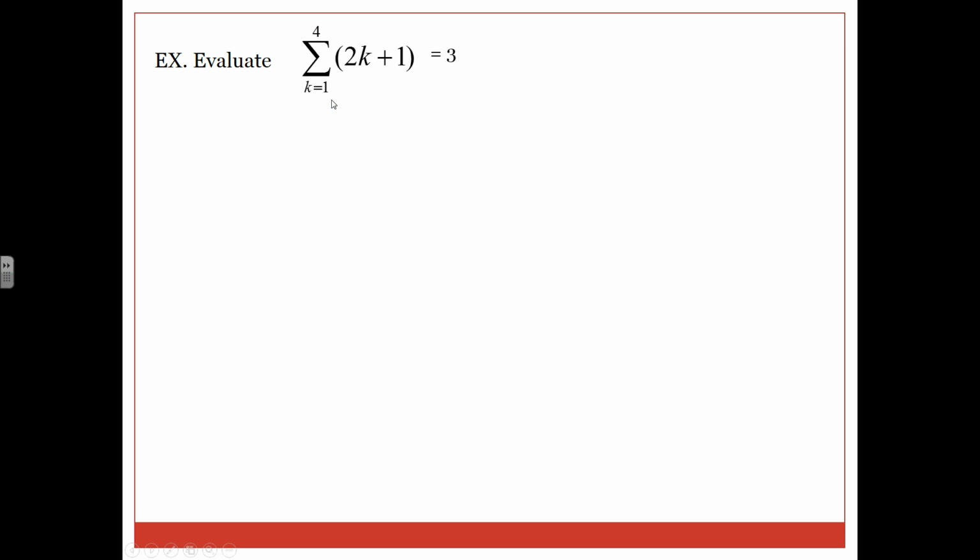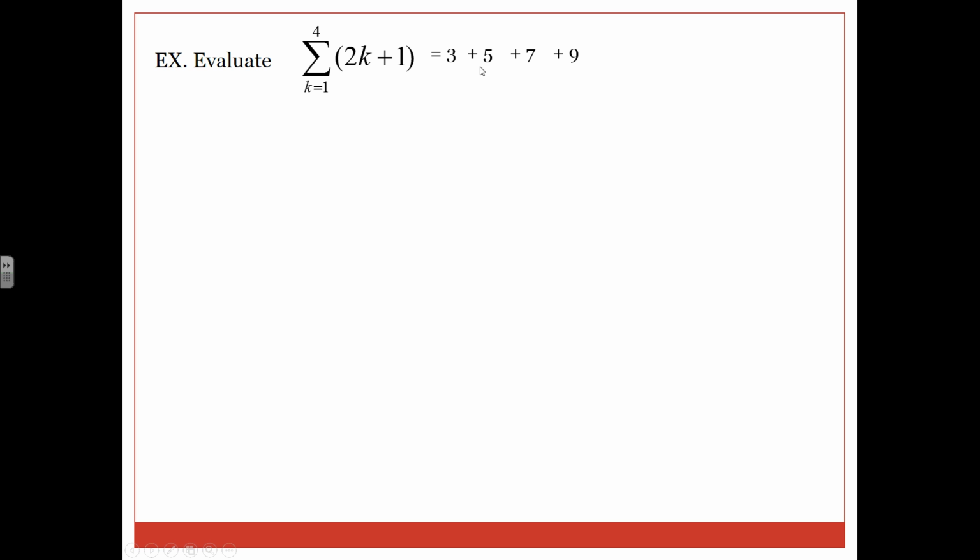So now to get the next term, I'm going to plug 2 in for k. So 2 times 2 is 4, plus 1, I get 5. So that's the second term. Then I'm going to plug 3 in for k, and get 3 times 2 is 6, plus 1 is 7. And then I plug 4 in for k. So this number right here is going to be our last term. I plug 4 in for k, so I get 8 plus 1, which is 9.